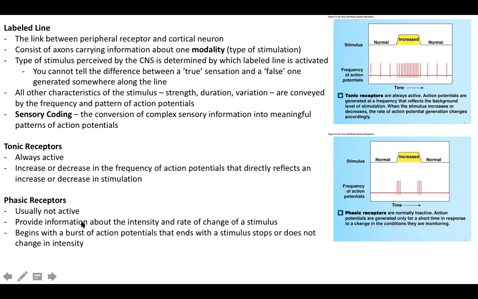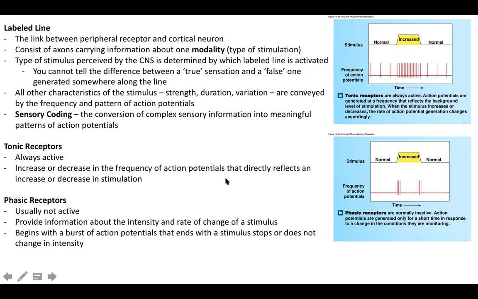So we have two different types of receptors. You have one that's always active, a tonic receptor, and one that's usually not active. Okay, and this helps to convey characteristics of a stimulus. Like the frequency and pattern of these receptor stimulations can allow you to sense the stimulus, the strength of it, the duration, variation in it. So tonic receptors are always active, okay, and they increase or decrease in frequency.